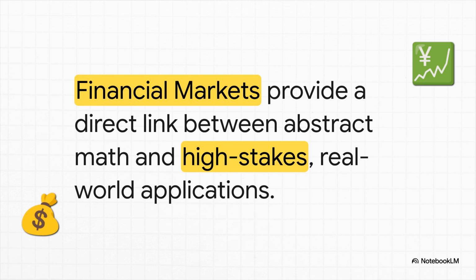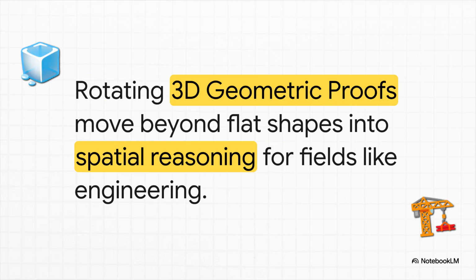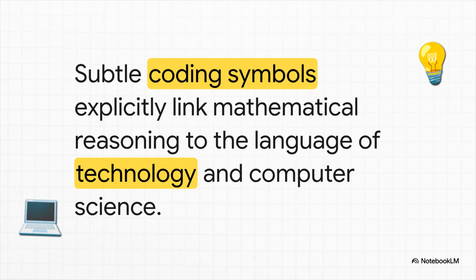And then that abstract idea of change is immediately grounded in the real world with visuals of financial markets. It's basically telling students, hey, this math, this is what drives the entire global economy. From there, the course seems to move beyond flat, two-dimensional shapes and into 3D. We see these rotating geometric proofs, which signals a focus on spatial reasoning, something that's absolutely critical for fields like engineering or architecture or design. And finally, the whole thing is tied together with these subtle coding symbols in the background, which explicitly connects mathematical logic to the literal language of technology itself.